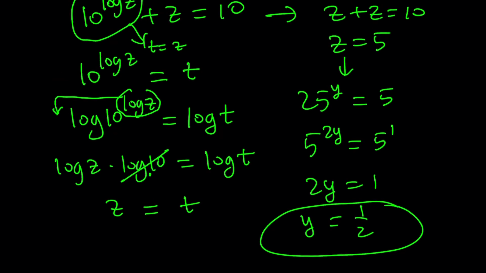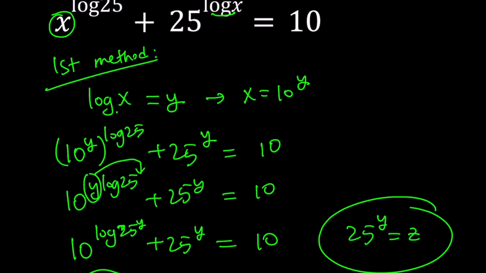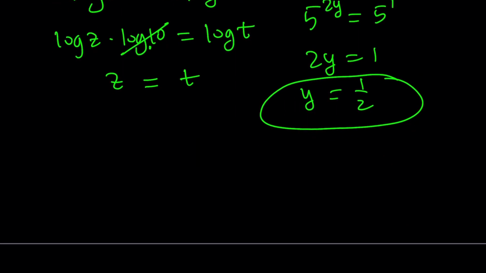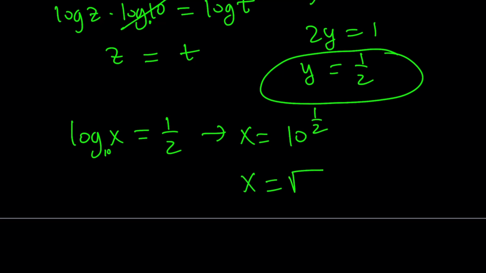Okay, y is equal to 1/2, but what is y? And why did we call that y? Okay, great. So y is equal to log x. Let's go back here. So y is equal to log x. This means log x is equal to 1/2. Finally. From here, since the base is 10, that means x is equal to 10 to the power 1/2, which means x is equal to square root of 10.